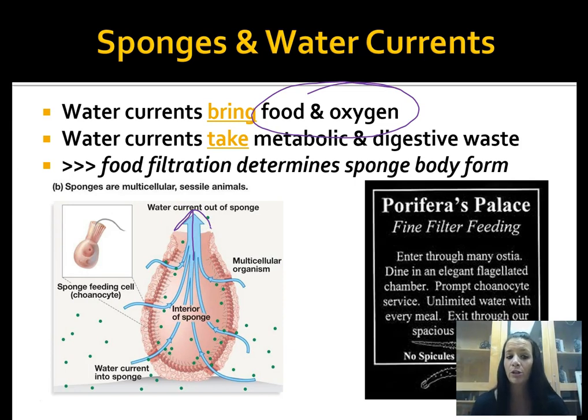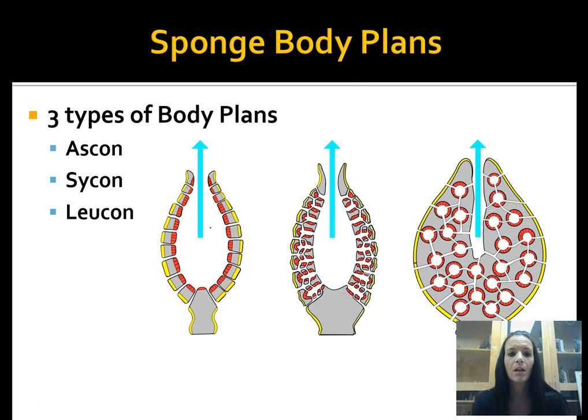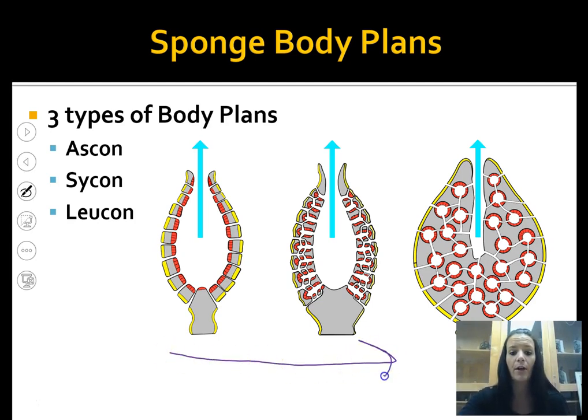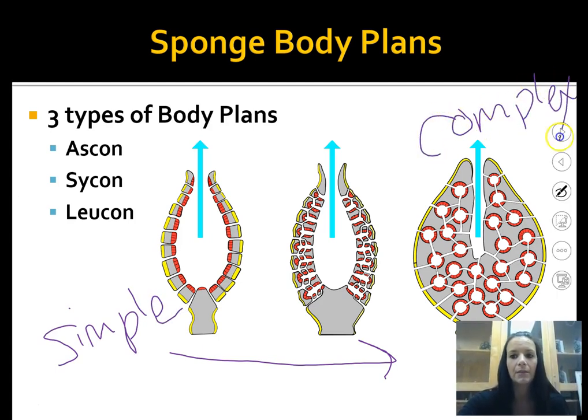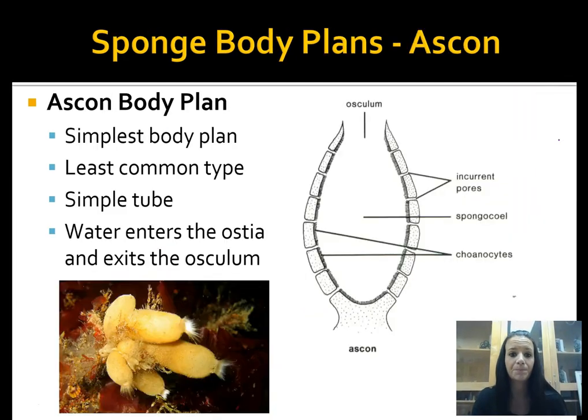So something important to note too, since sponges are filter feeders, their type of food filtration actually determines their body form. So there's three types of body forms or body plans. So there's the Ascon, Sycon, and Leucon, and those are going in order from left to right. And they also go in order from simple on this end to complex on this end, and you can easily see why that would be the case.